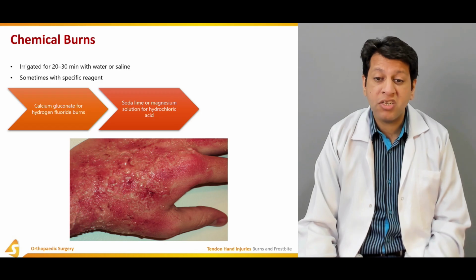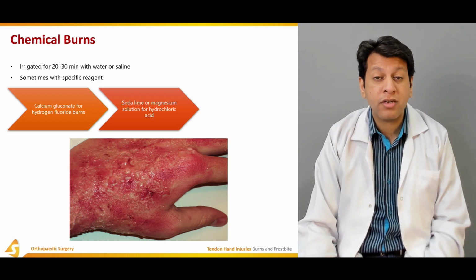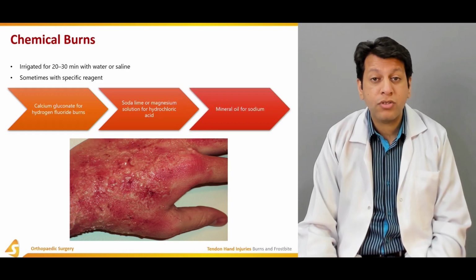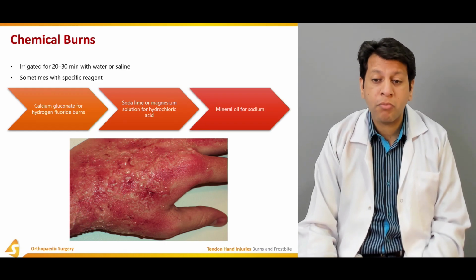Soda lime or magnesium solution is used for hydrochloric acid. If we know it's a hydrochloric acid burn, then we can use that. And if we know there is a sodium-associated burn, then we can go for mineral oil as well.